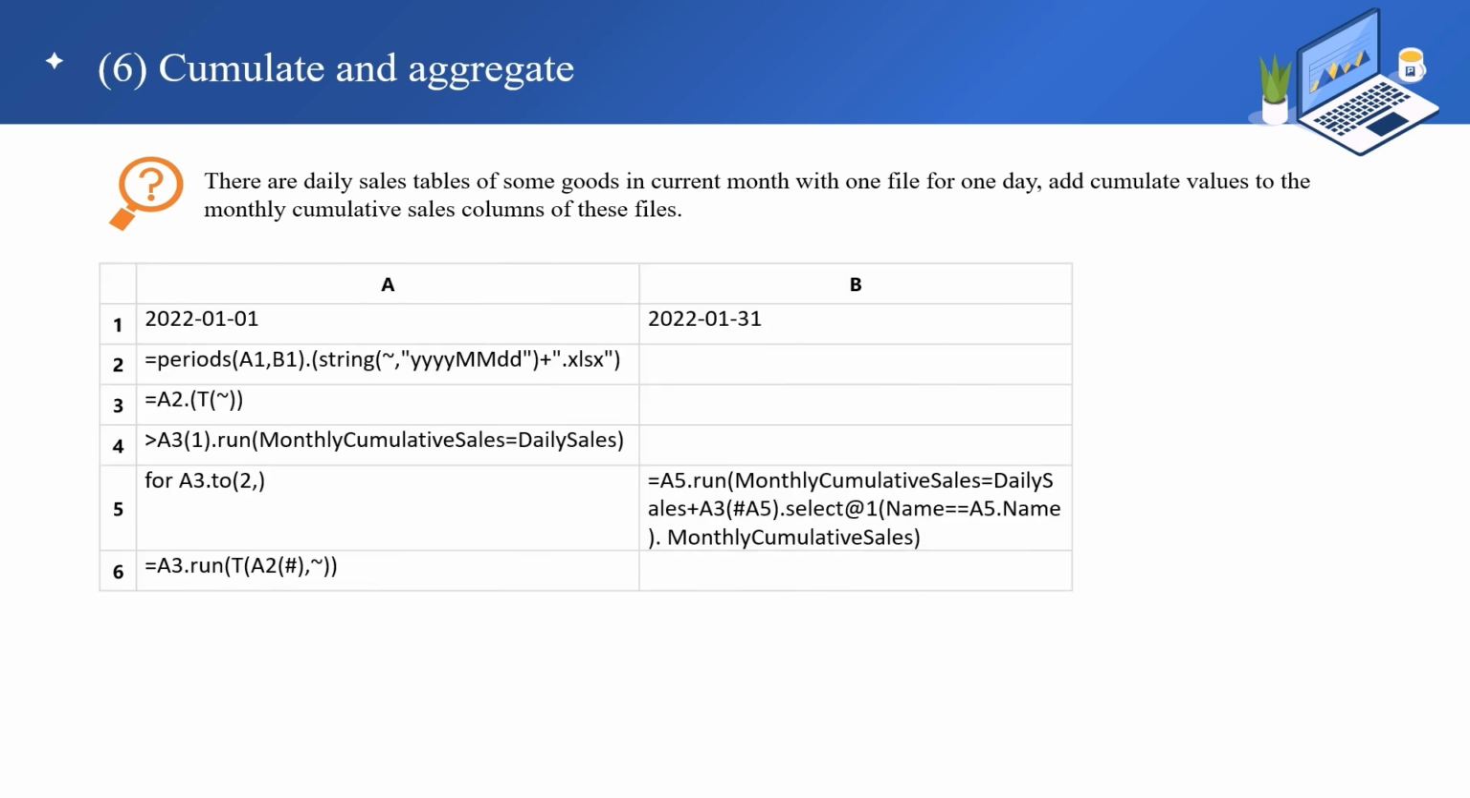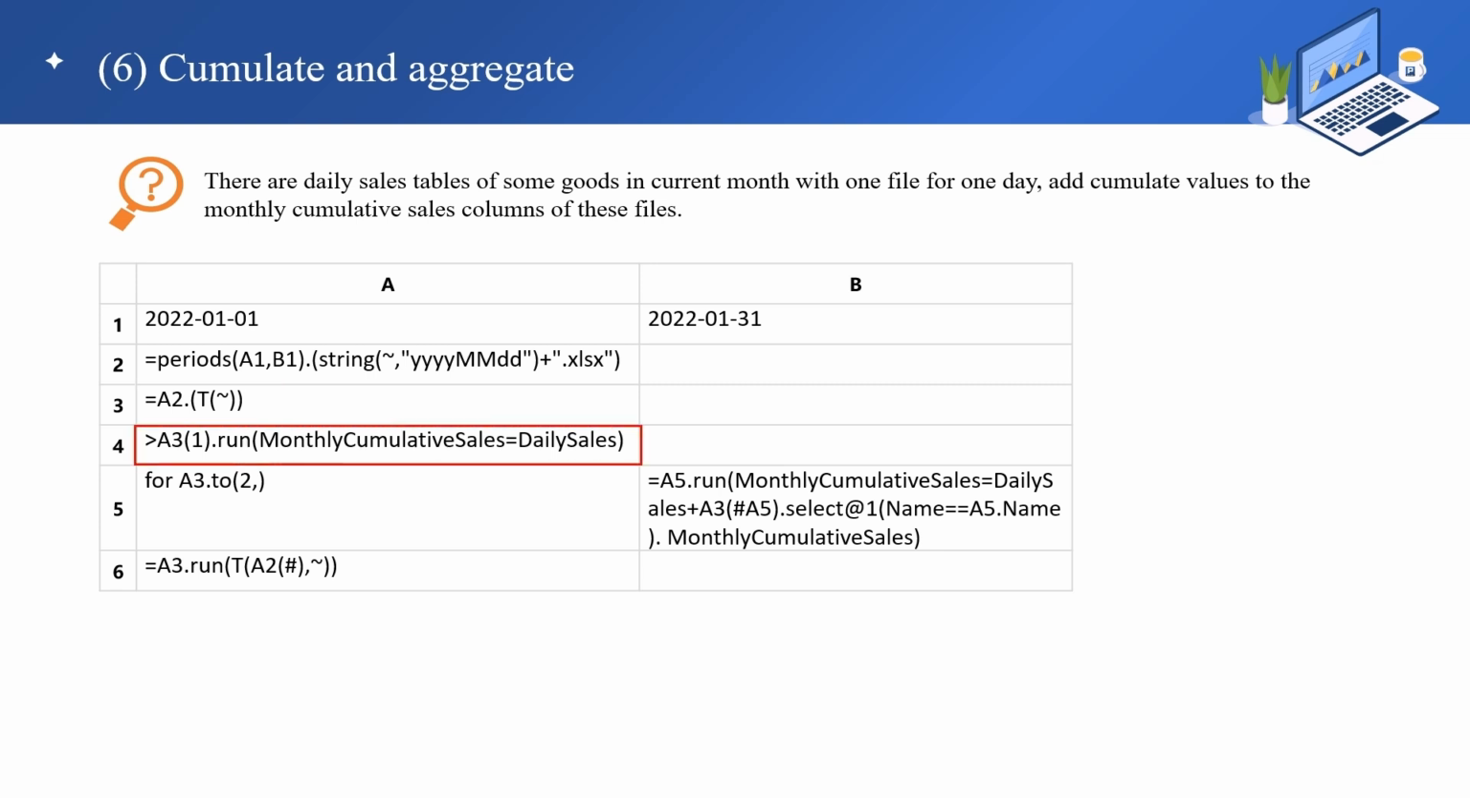Now let's write the script. A1 and B1, list the date range to be counted, such as the 1st of January 2022 to January 31st. A2, generate all file names to be calculated in chronological order. A3, loop through all statistical tables in A2.